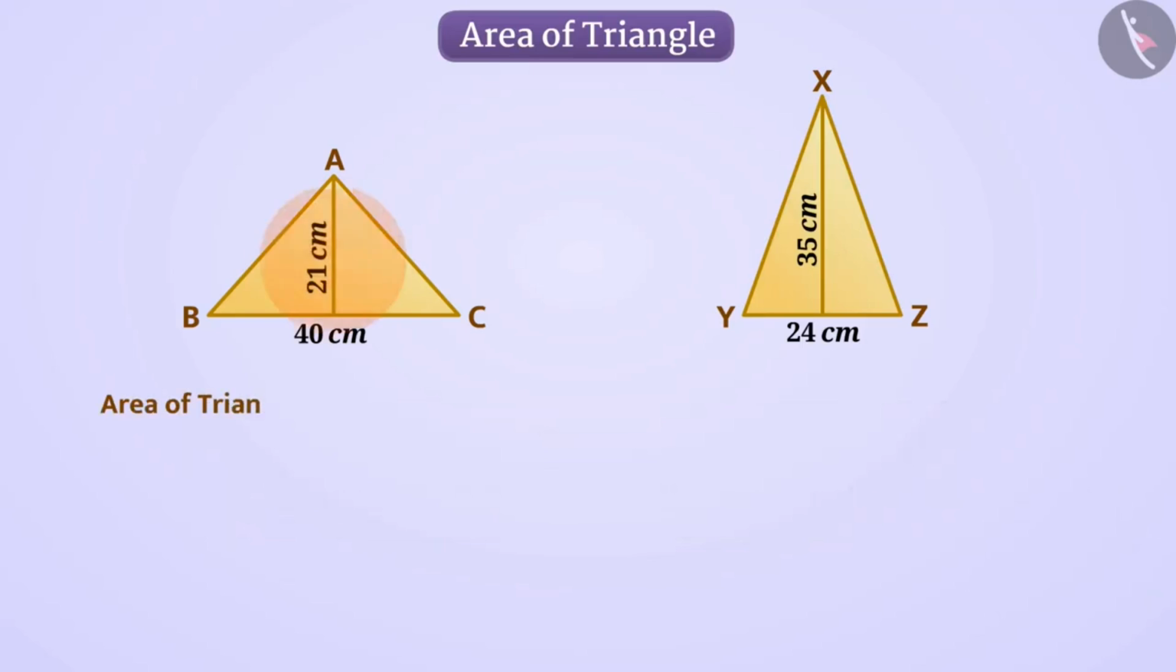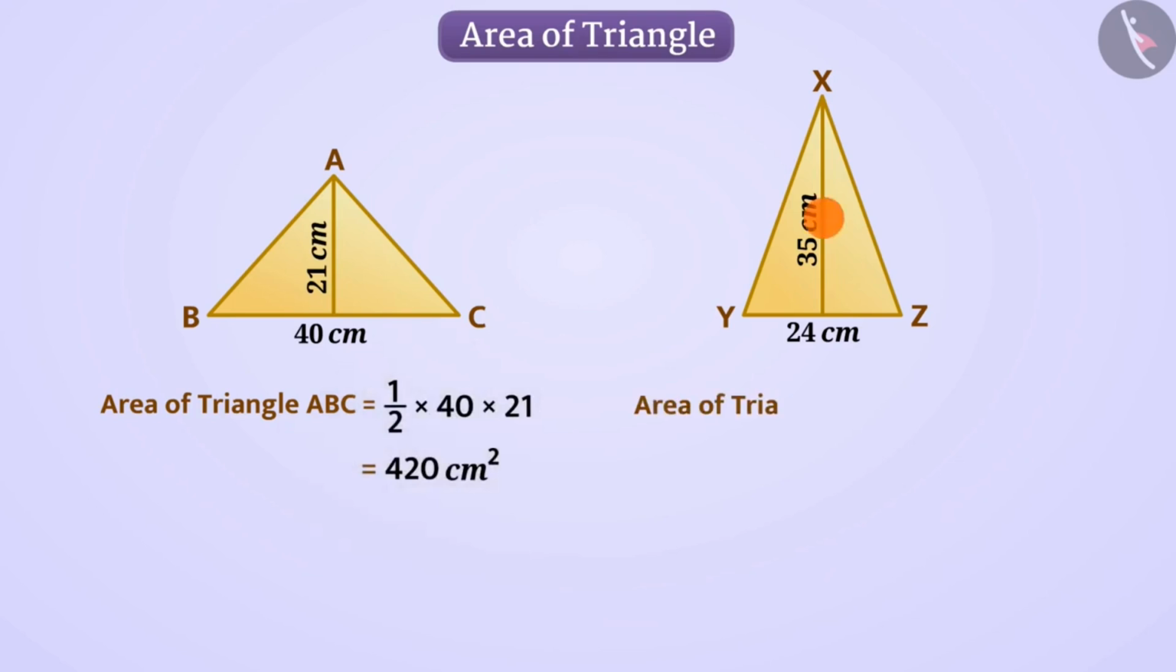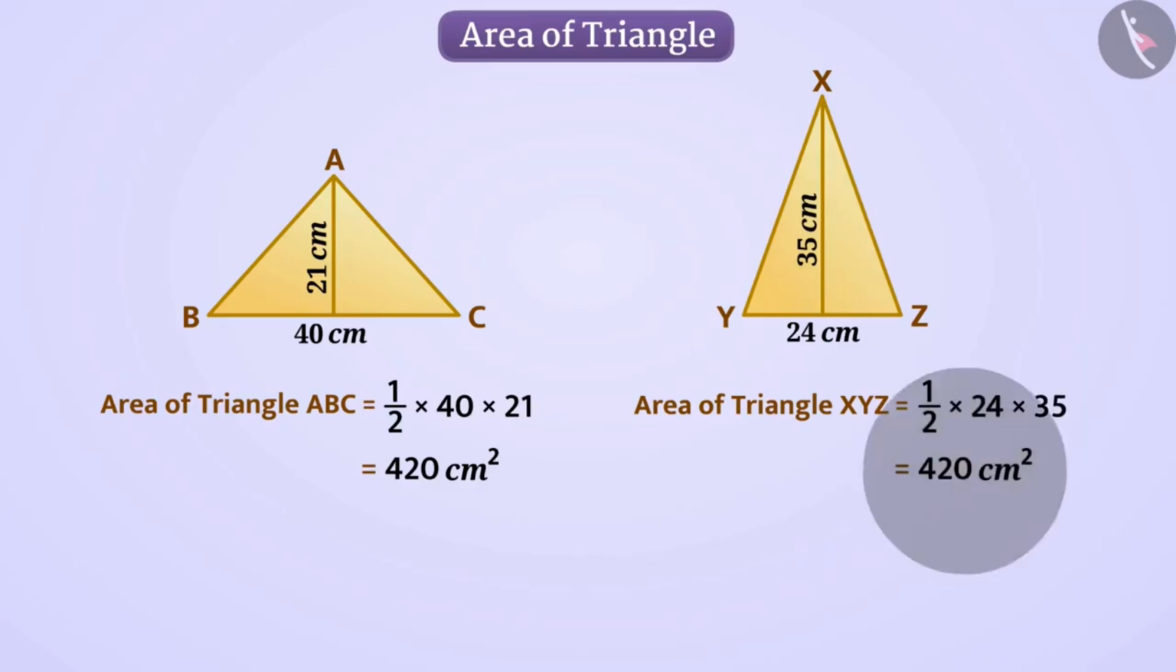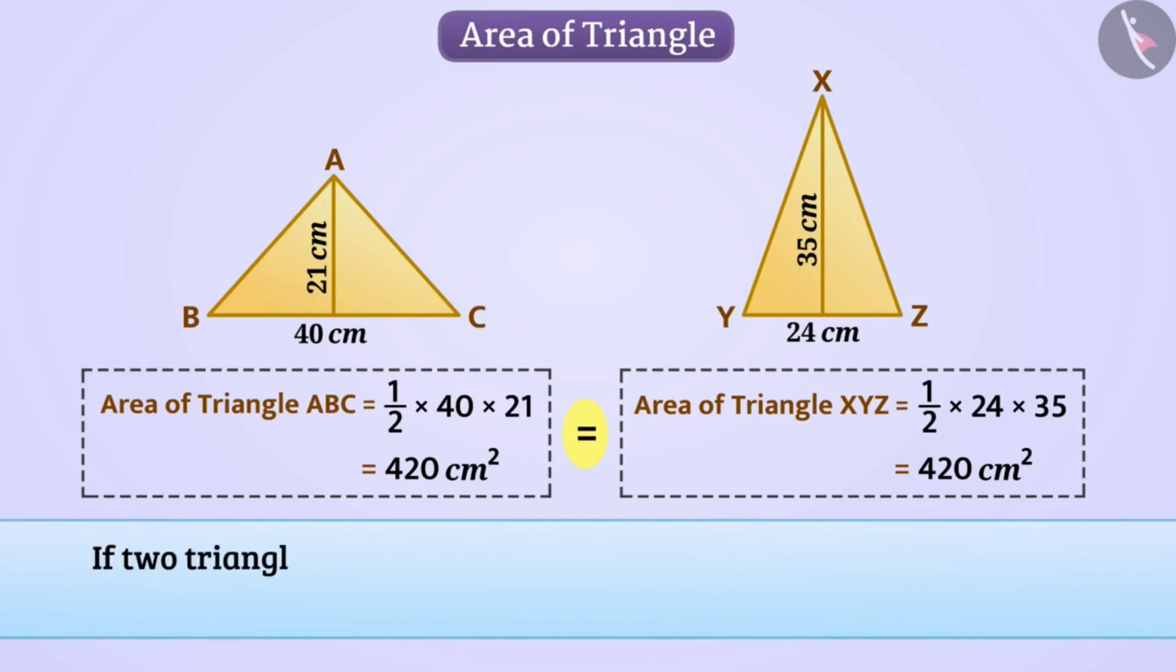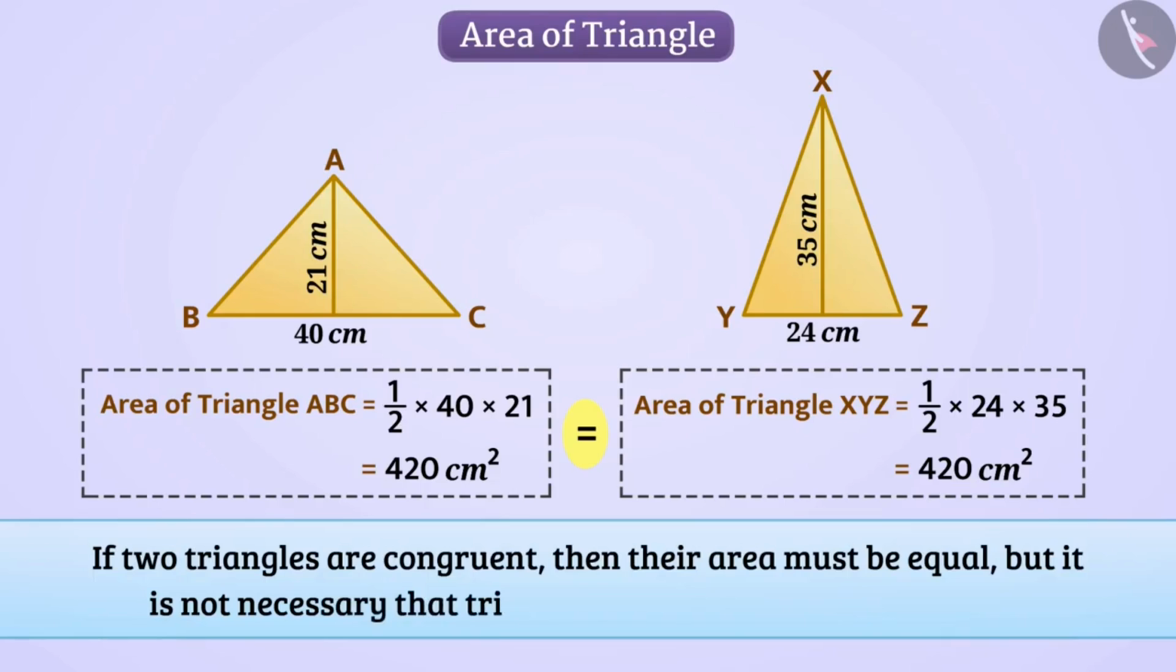Area of triangle ABC is equal to 420 square centimeter. Similarly, the area of triangle XYZ is also equal to 420 square centimeter. Here, the area of both triangles is equal. Can we say that they are congruent? Think. Absolutely right. They are not congruent because their measurements are different and they do not cover each other completely. In short, if two triangles are congruent, then their area must be equal. But it is not necessary that triangles equal in area are congruent.